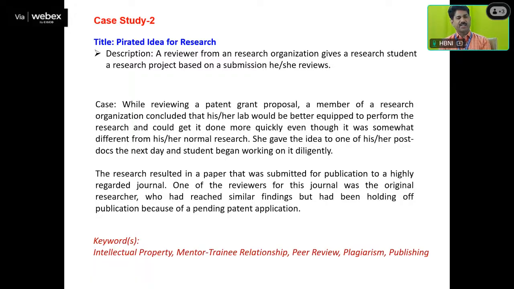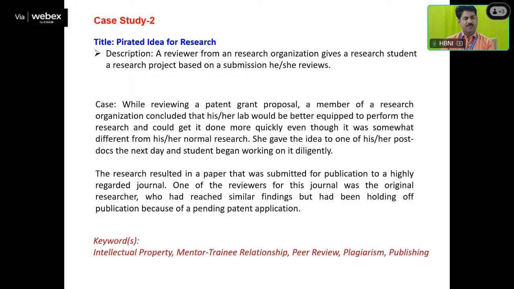The description shows that a reviewer from a research organization gives a research student a research project based on a submission he or she was reviewing. So I have told during a research publication that a researcher may be a reviewer of various patents or journals or various scientific findings, so they have to maintain the confidentiality of that particular research, and they should not use that research for their own benefit. So here the case is exactly on that.